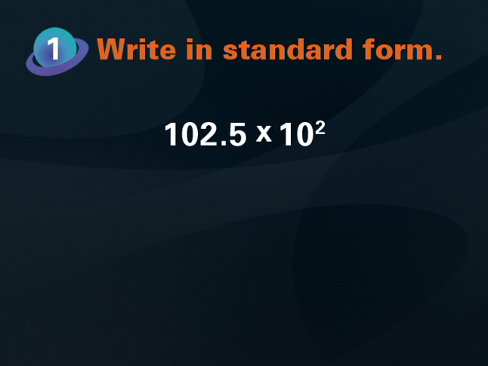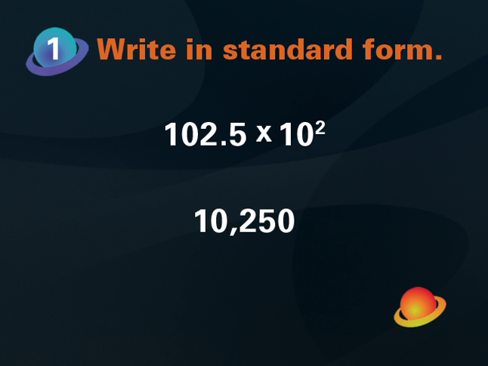In problem 1 of practice set 2, multiply 102 and 5/10 times 10 squared. I added a 0 at the end of the decimal part and moved the decimal point 2 places right. That gives me 10,250.